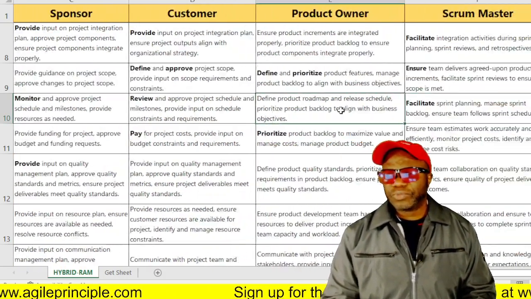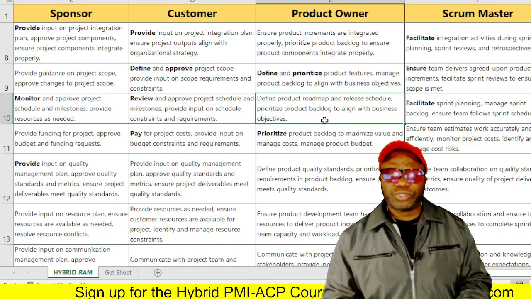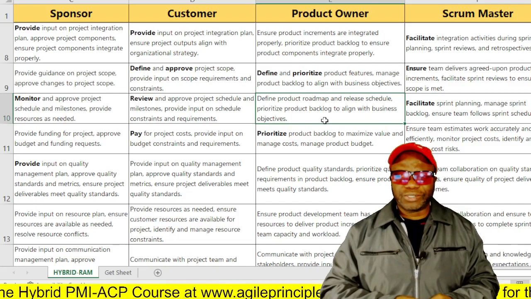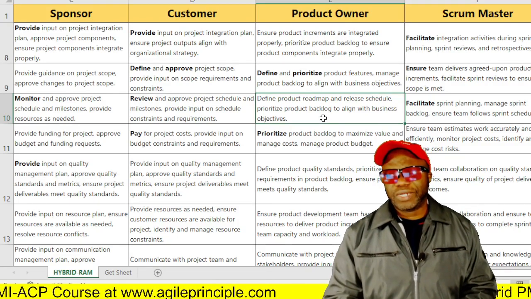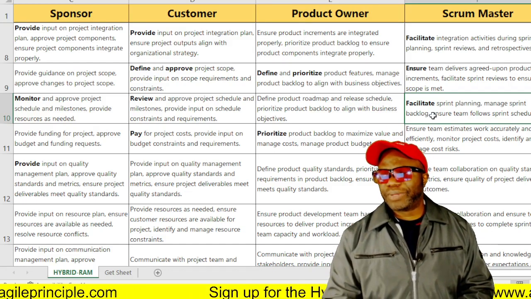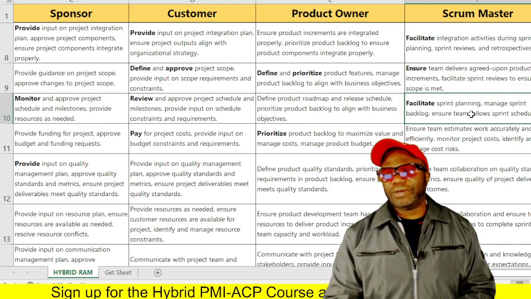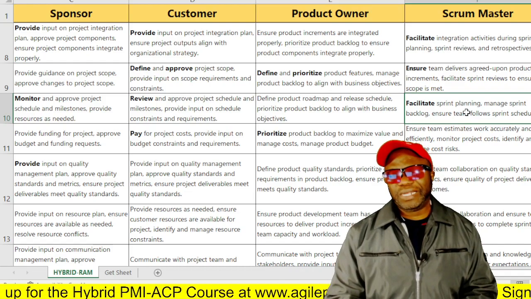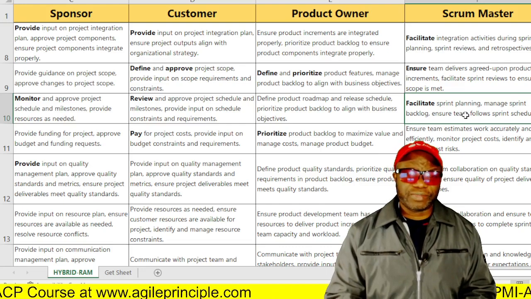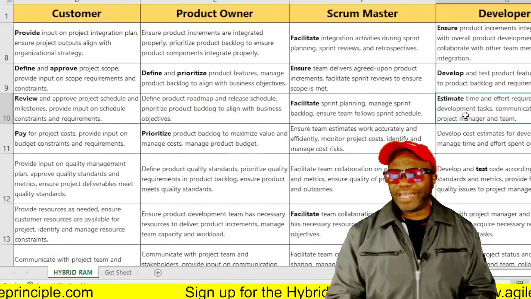The product owner, we have define the product roadmap and release schedule. So when it comes to the roadmap and the way things overlap, like the marketing campaign, the releases, and so on, the features in the release, that is something the product owner should be well aware of. As far as the Scrum Master is concerned, facilitate sprint planning, manage sprint backlog, ensure team follows sprint schedule. And honestly, in a mature team, ain't nobody need no babysitting. So a lot of the more mature teams, they just do this stuff themselves. A Scrum Master is more involved in the removal of impediments and so on. But that's a placeholder for any kind of team.